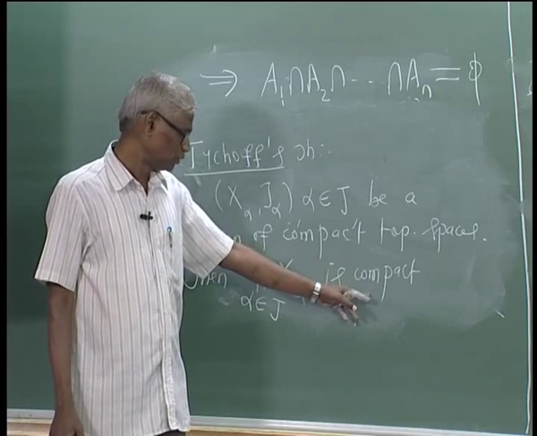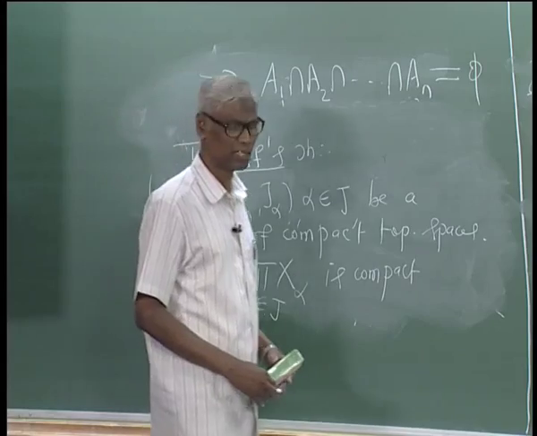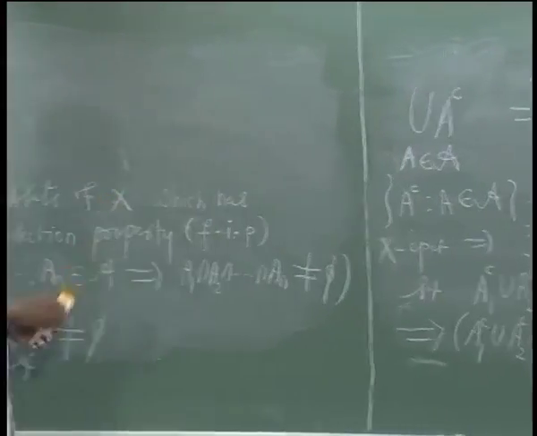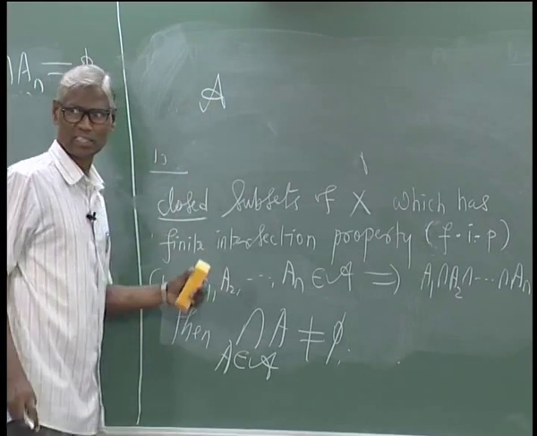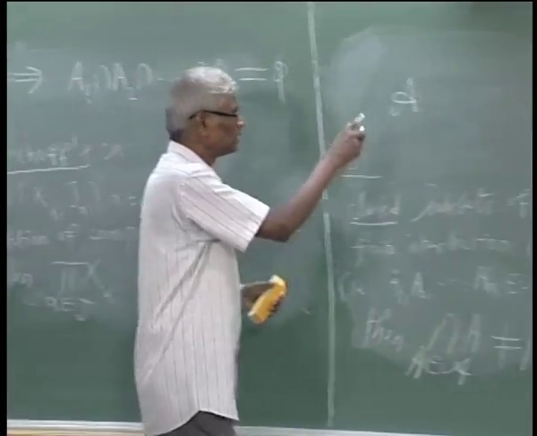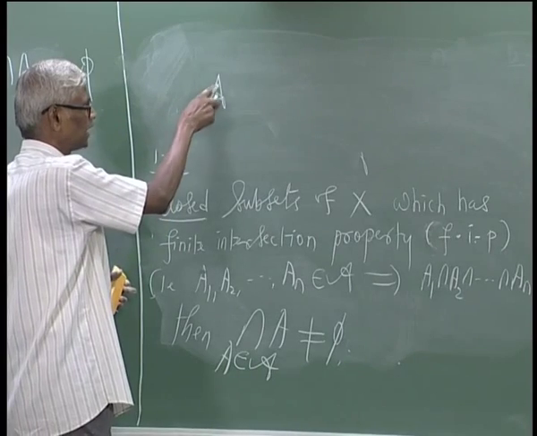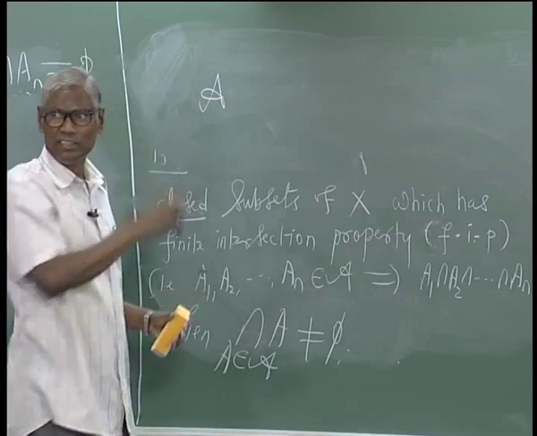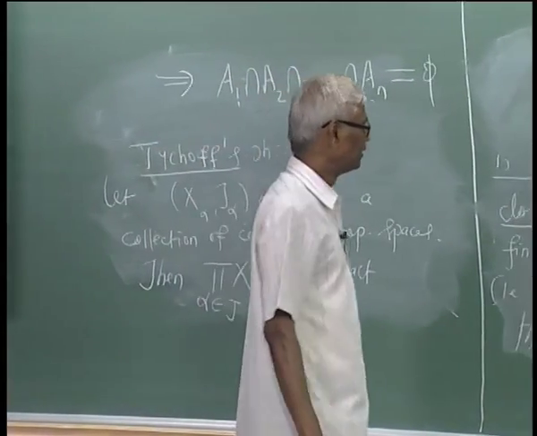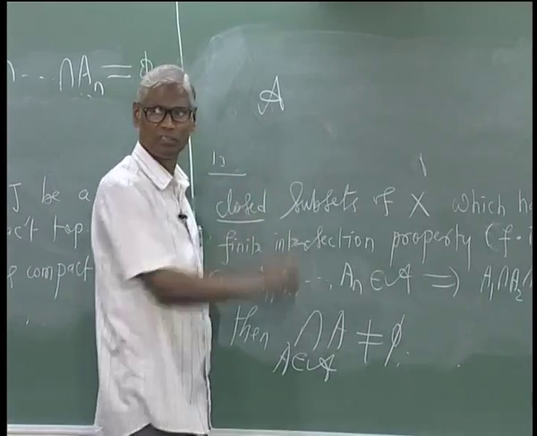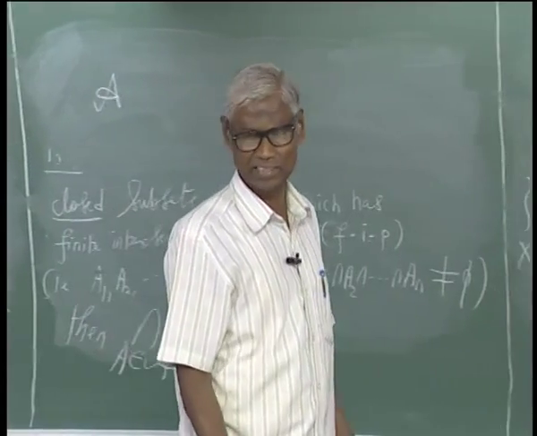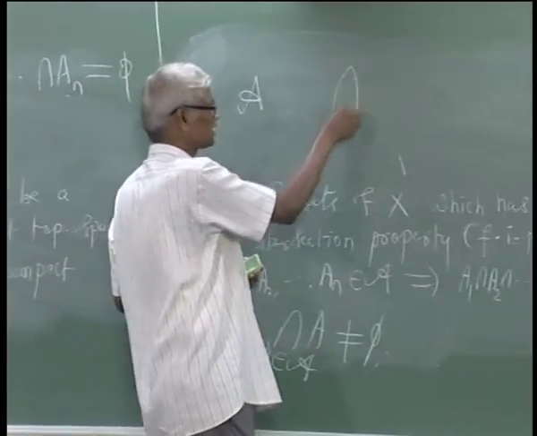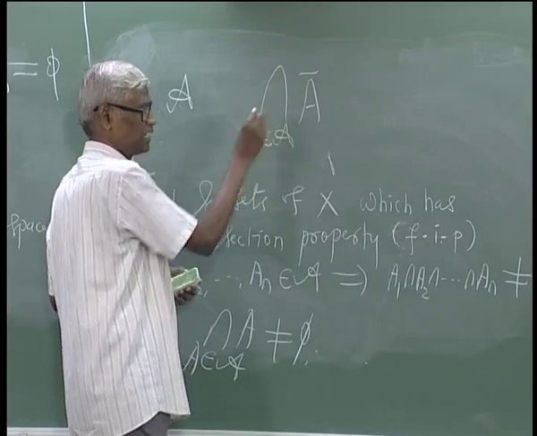What we can do is use what is called Zorn's lemma. We start with a collection of subsets. If script A is a collection of subsets of the product space, then ultimately we want to prove that if we start with a collection of closed sets which has the finite intersection property, then X is compact. In fact, X is compact if and only if, whenever script A is a collection of subsets of X which has the finite intersection property, then the intersection of closures of A, A in script A, is non-empty.